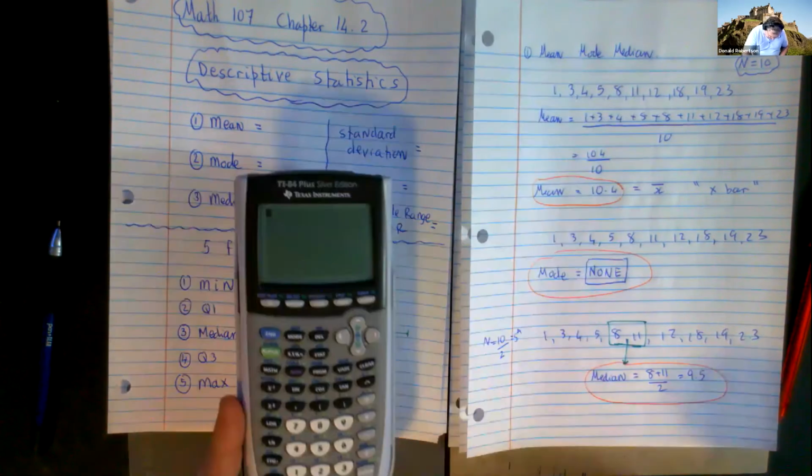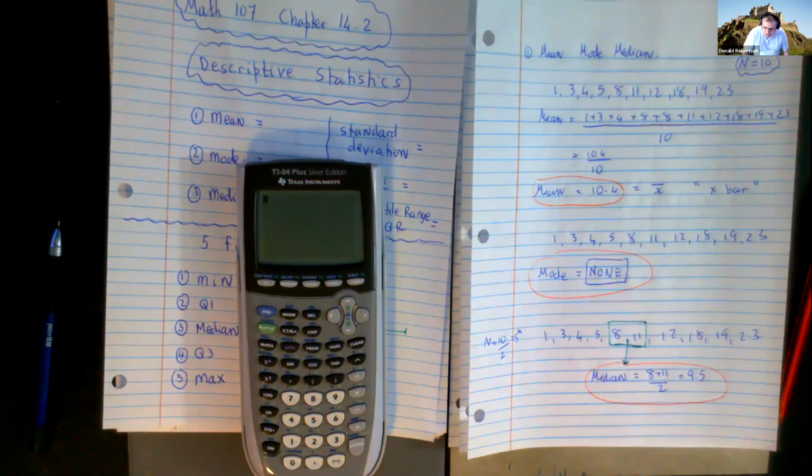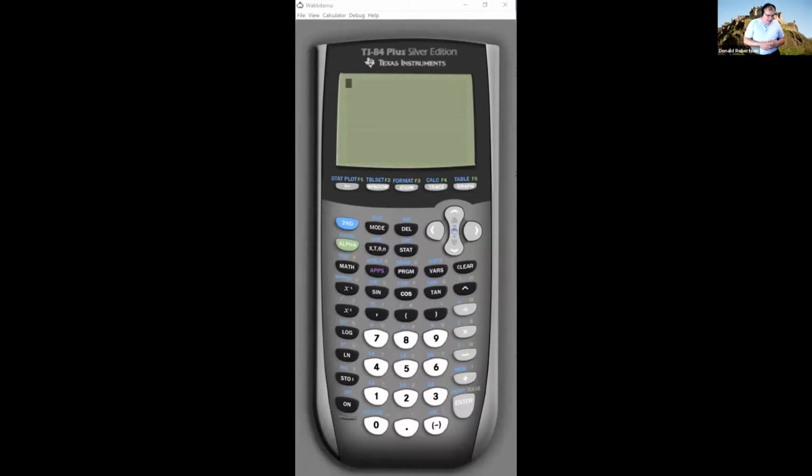You can get the mean and the median on your calculator. So let me now show you that. I'm going to try something here. It might work. If I'm really lucky, it will. Are we looking at a big picture of a TI-84? Yeah. Okay. So that might be a little bit easier to see than my hand version, because you can't always see all the buttons.